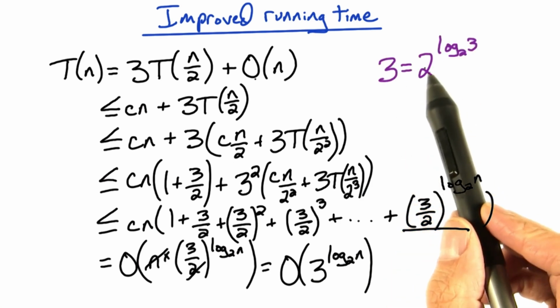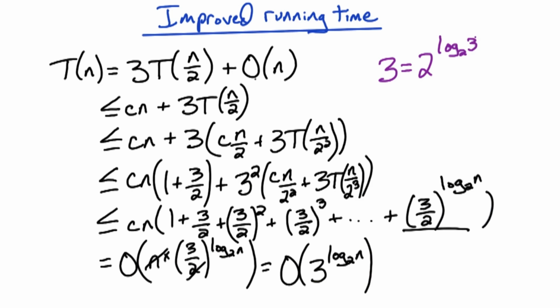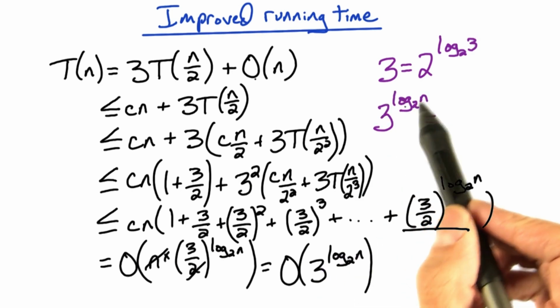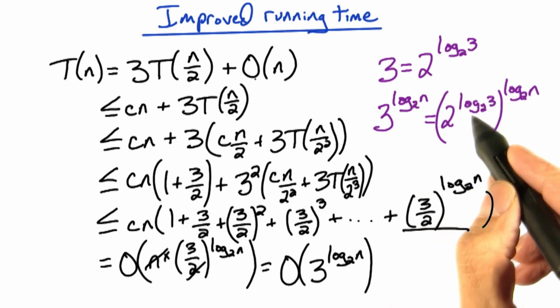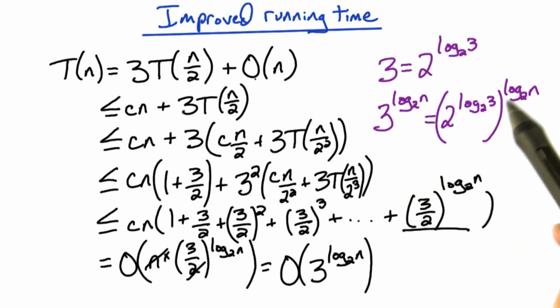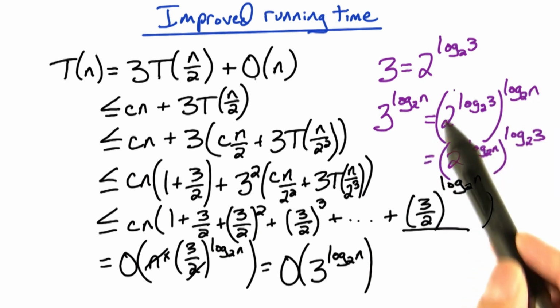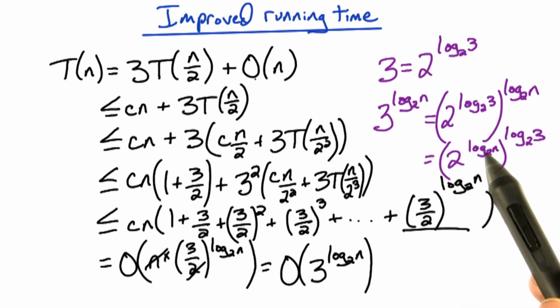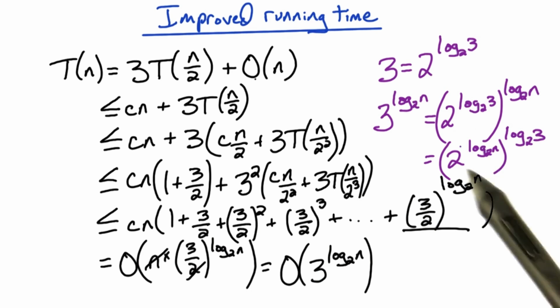3 is the same as 2 raised to the power log base 2 of 3. That's the definition of log. So I have this expression 3 raised to the power log base 2 n, and I can replace 3 by this expression, and then I raise that whole quantity to the power log base 2 n. Now these two exponents multiply together, so I can swap them. So this quantity is the same as 2 raised to the power log base 2 n, raised to the power log base 2 of 3. Now these two things are the same.